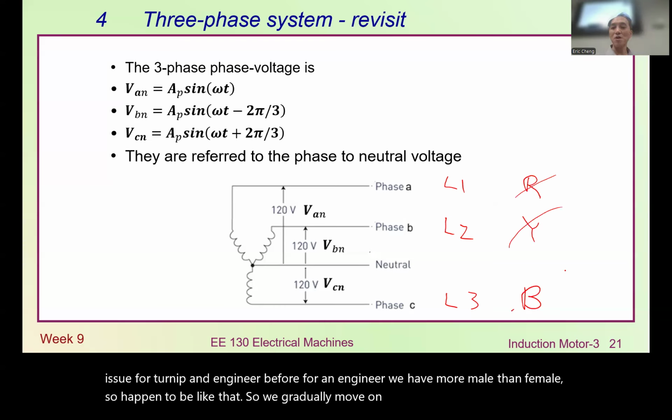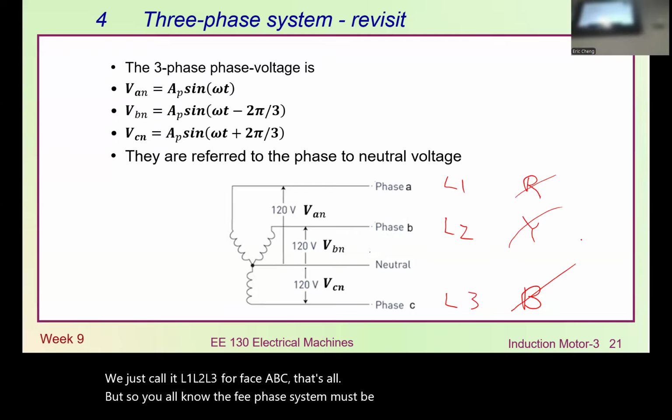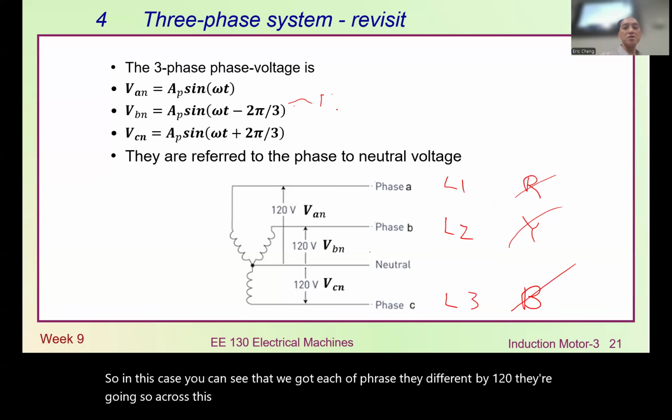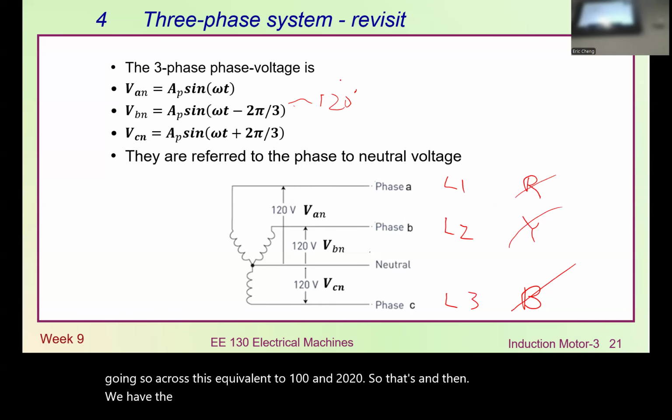So we are now not using this anymore. We just call it L1, L2, L3 for phase A, B, C, that's all. But anyway, you all know the three-phase system must be 120 degrees between them. In this case, you can see that each phase differs by 120 degrees. And then we have the phase voltage and line voltage here.